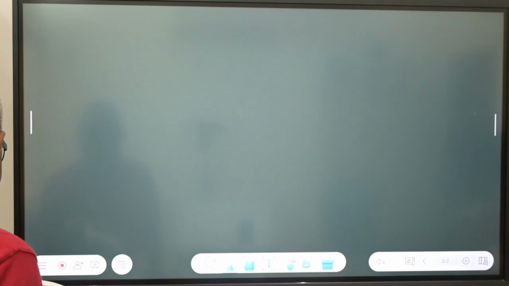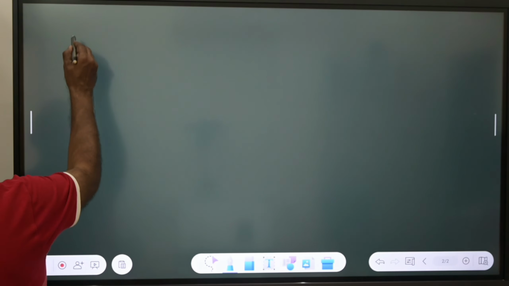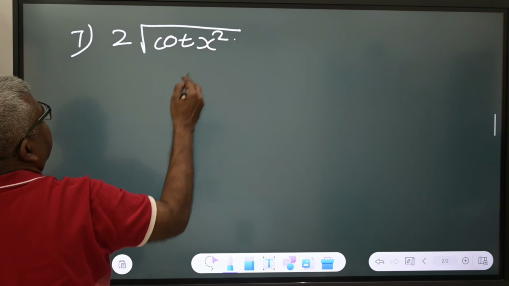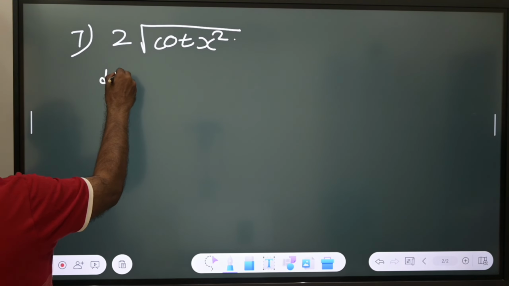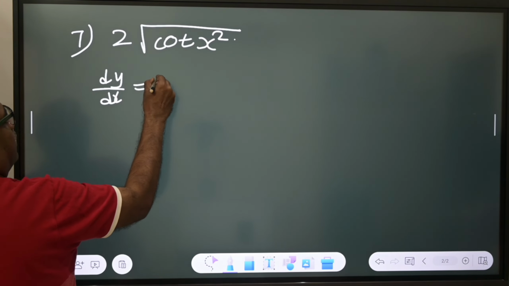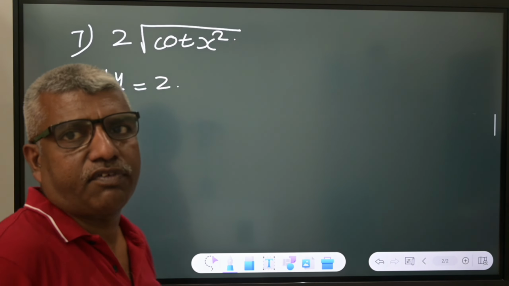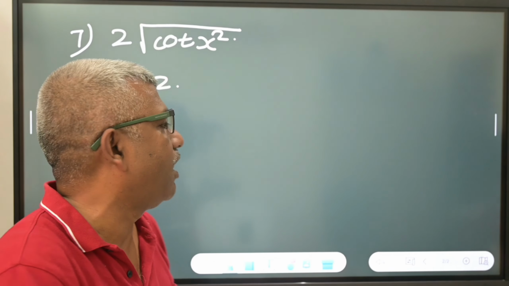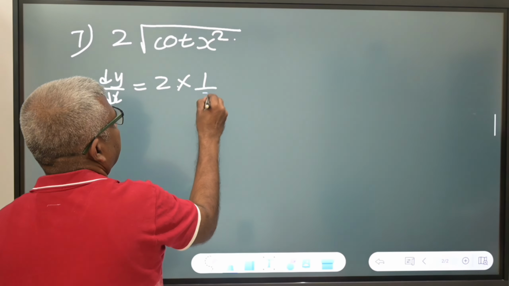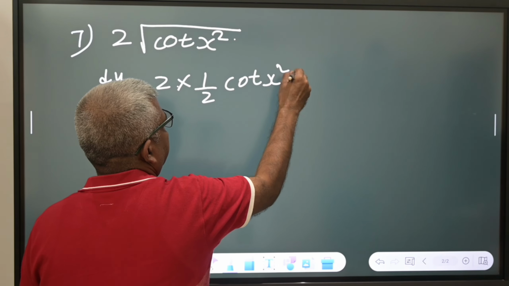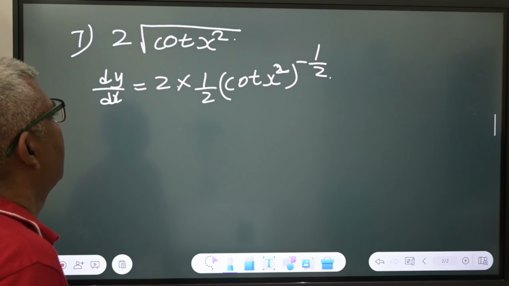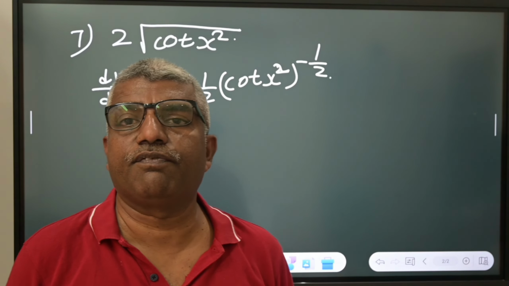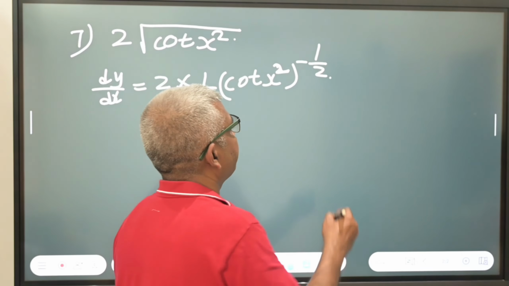Question 7. Differentiate y equal to 2 square root of cot x squared. dy by dx is equal to 2. Square root of cot x squared is cot x squared to the power of half, so we bring the power down and reduce it by one, to the power of minus half. Then differentiate cot x: minus cosecant x squared.